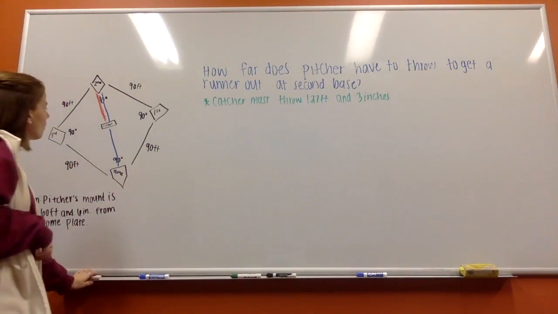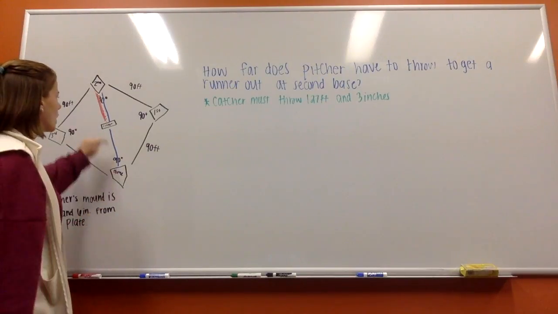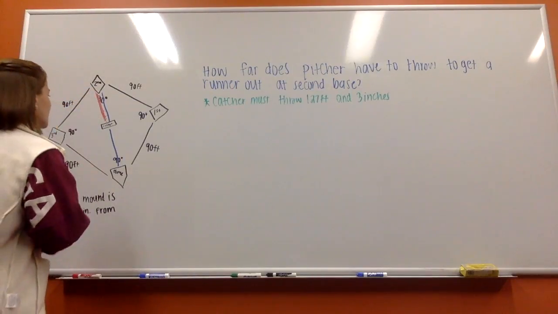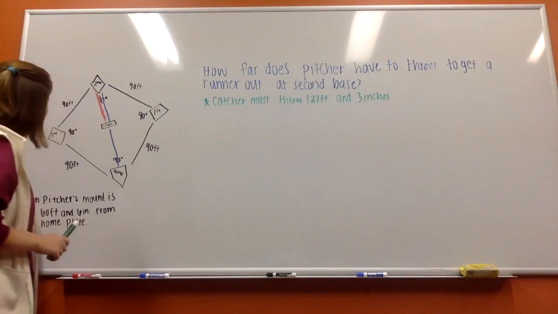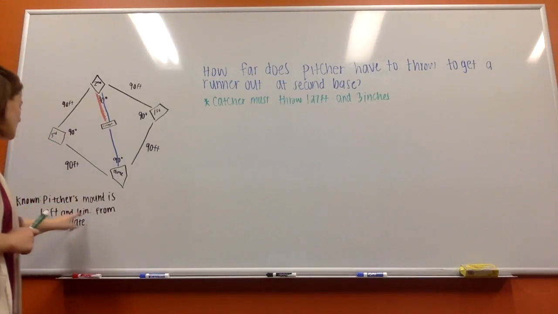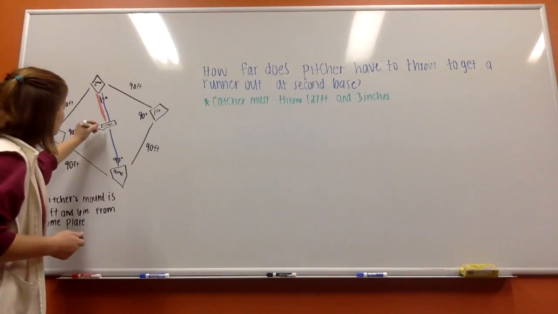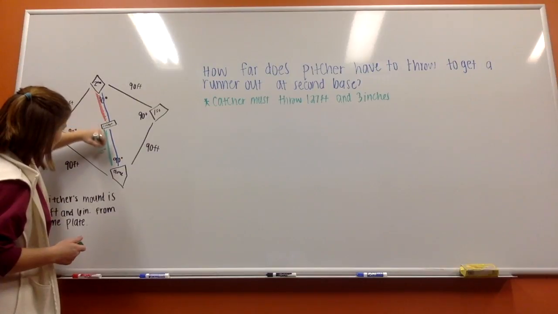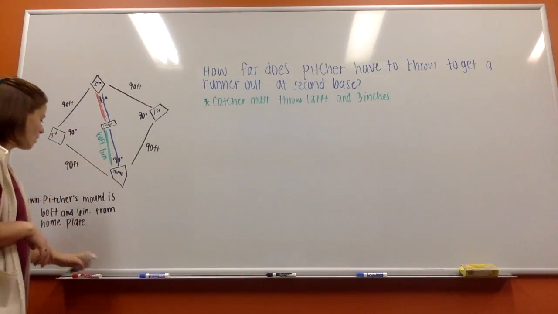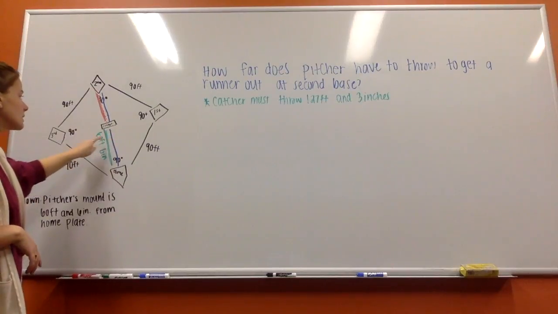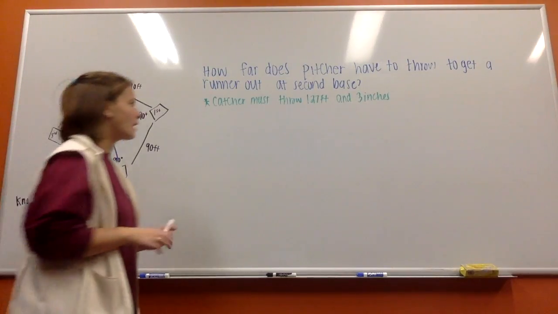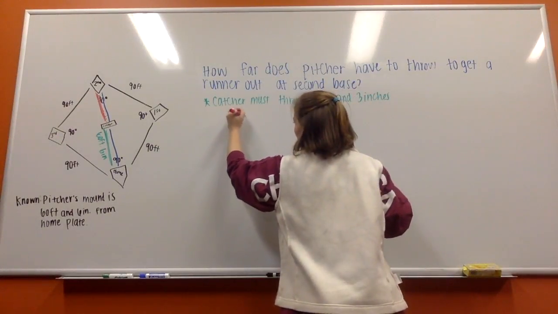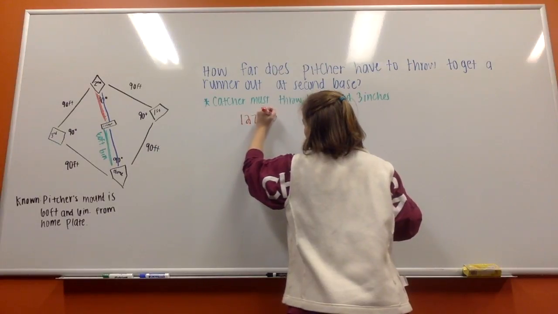Well, all we need to know is the distance from home to the pitcher's mound and the distance from the pitcher's mound to second to figure out this problem. And luckily we already know that, because a known that is given is the pitcher's mound is 60 feet and 6 inches from home plate. So this distance right here in the green is 60 feet and 6 inches. So I can use the distance in the blue and the distance in the green to give me the distance in the red as follows. So I know 127 feet and 3 inches.